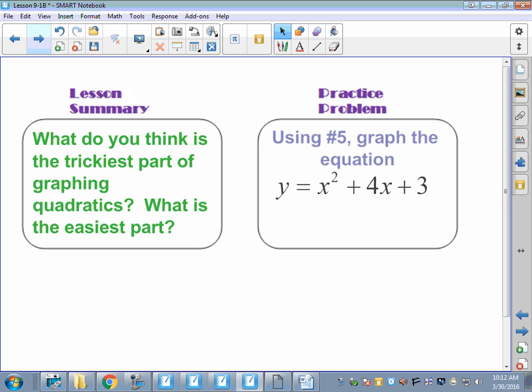And for your practice problem, using graph number 5, do this equation, y equals x squared plus 4x plus 3. I've got it all laid out for you in problem number 5. I want you to actually find all those things. What is the axis of symmetry? So start with -b/2a. What's the vertex? Is it a max or a min? What's the y-intercept? That will factor so you can find solutions for that graph. So go ahead and do that for your practice problem. I'll be looking for that in class, and have a great day.